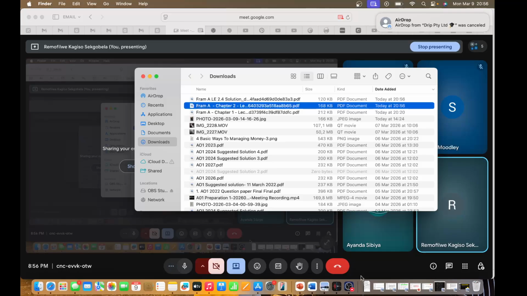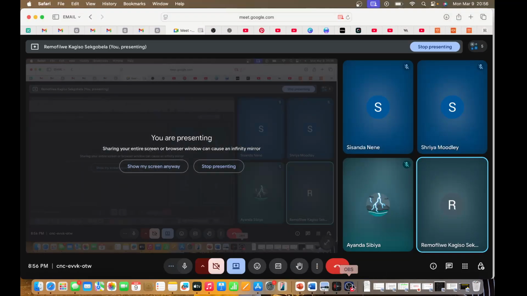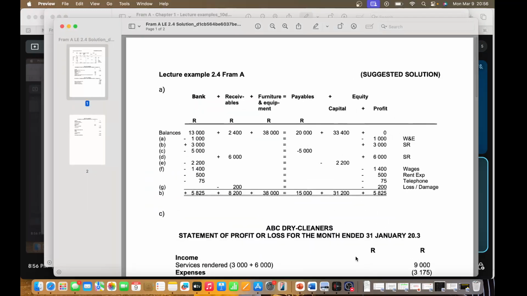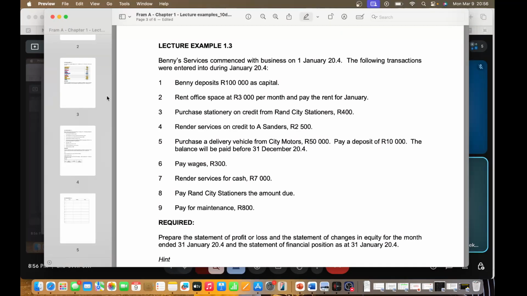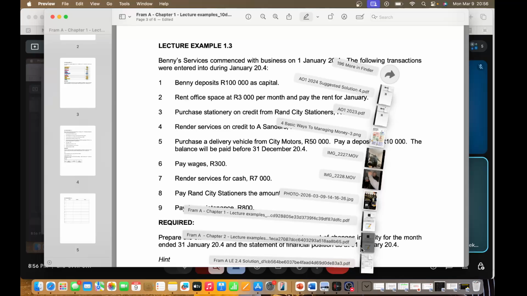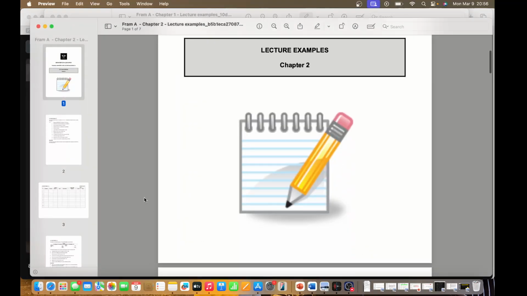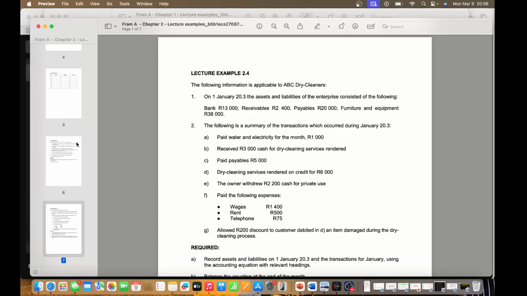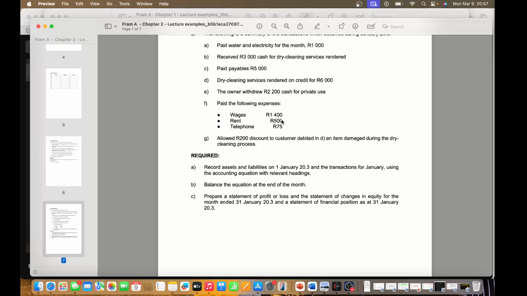Okay. Well, this is the suggested solution, which is not what I'm looking for. Was it this one? Okay. What is required from us here? Prepare the equation at the end of the month. So equation is accounting equation, right? Record the assets, statement of profit or loss, and the statement of changes in equity.